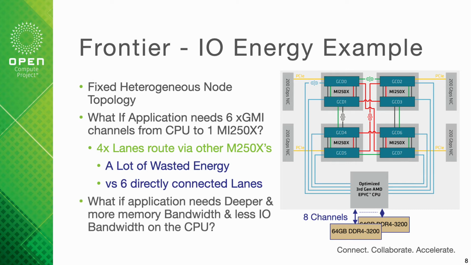Also, what if your application needs deeper and more memory bandwidth? You know, HBM's great bandwidth, but not very deep. DDR is very deep, but not very good bandwidth. But what if you do need more? Well, unfortunately, that decision's made at fabrication time of the processor. The designer decides how many local memory channels and how much I/O they have.